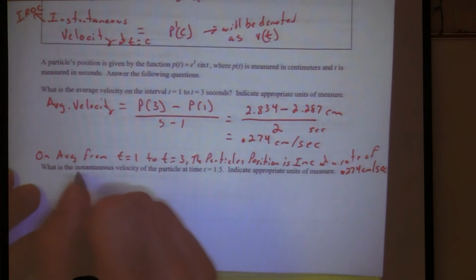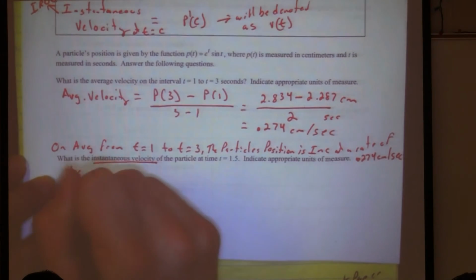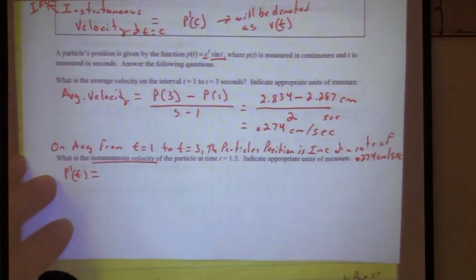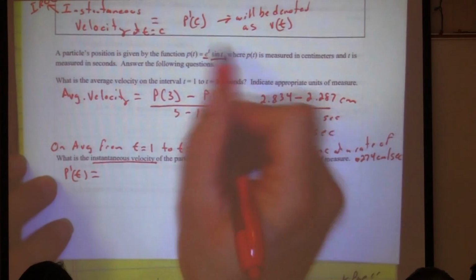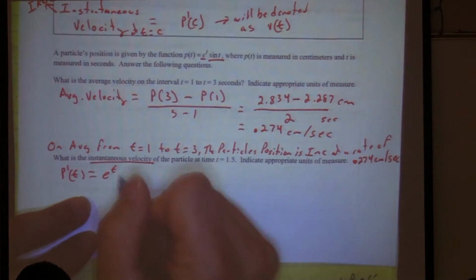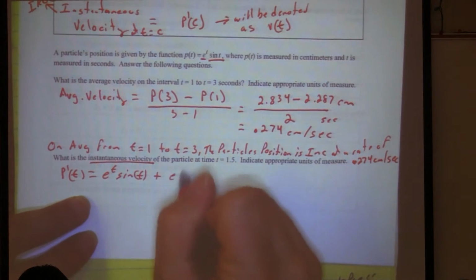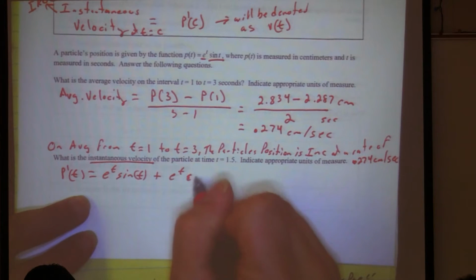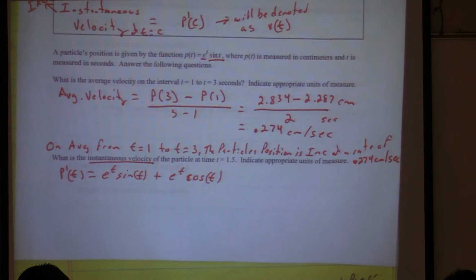Alright, how about instantaneous velocity? What do I need for that? The derivative. I need P prime, right? Let's do it. P prime of t. Can we get the derivative of this? What do I need to do, Robert? Product rule, okay, good. It's like the one on the test, right? So derivative of e to the t, e to the t times the second, sine of t, plus the first, e to the t times the derivative of the second, cosine of t.